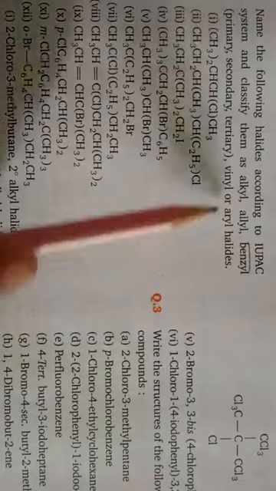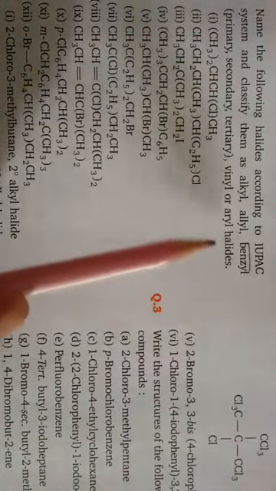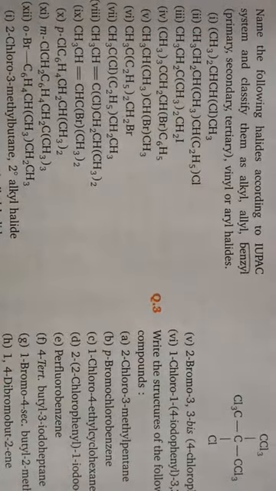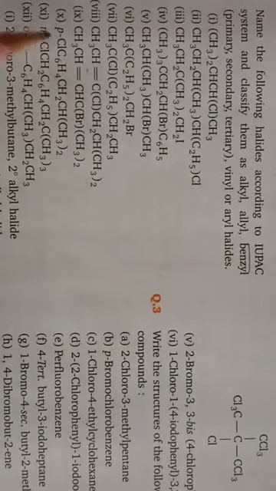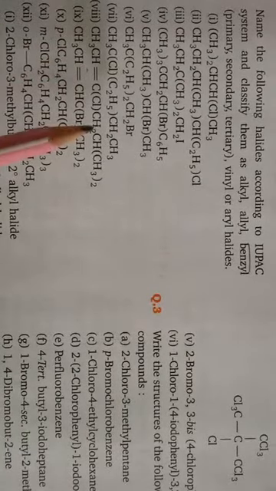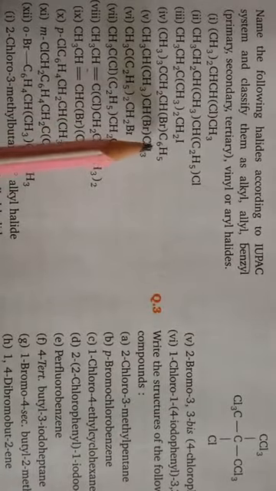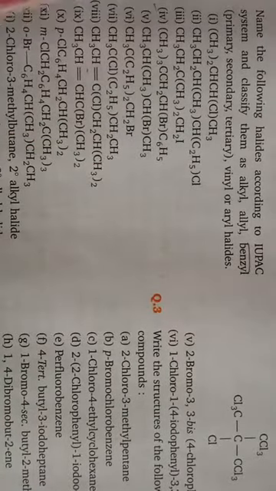Hello children, in this lecture we will start our discussion from the exercise of NCERT textbook, and the first question is: name the following halides according to IUPAC system and classify them as alkyl, allyl, benzyl, vinyl or aryl halides. So IUPAC naming with their classification. For example, children, the first I'm taking this fourth one.